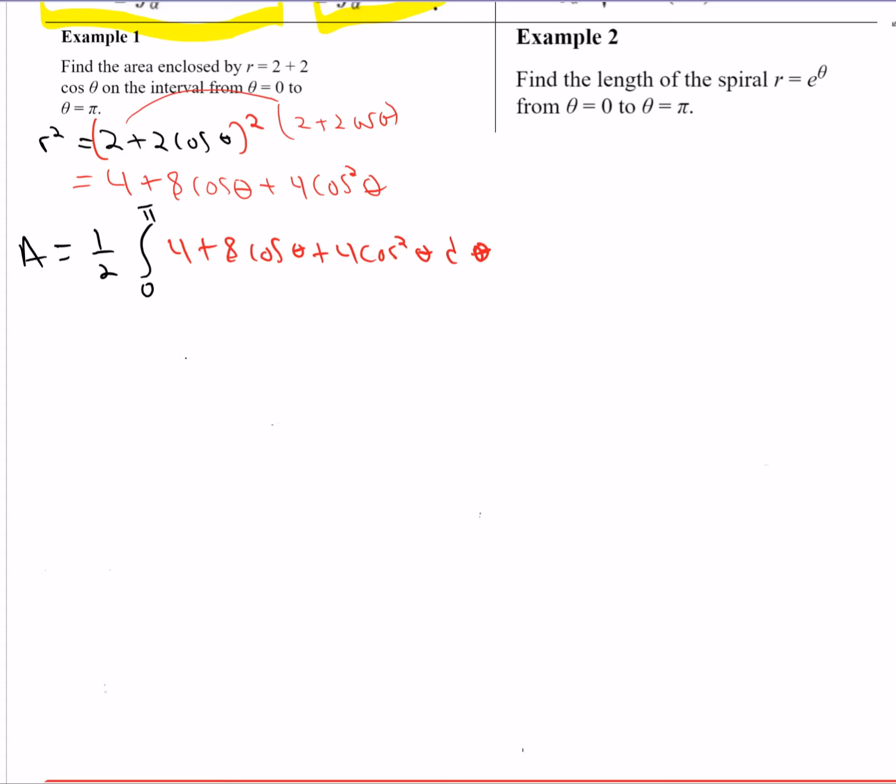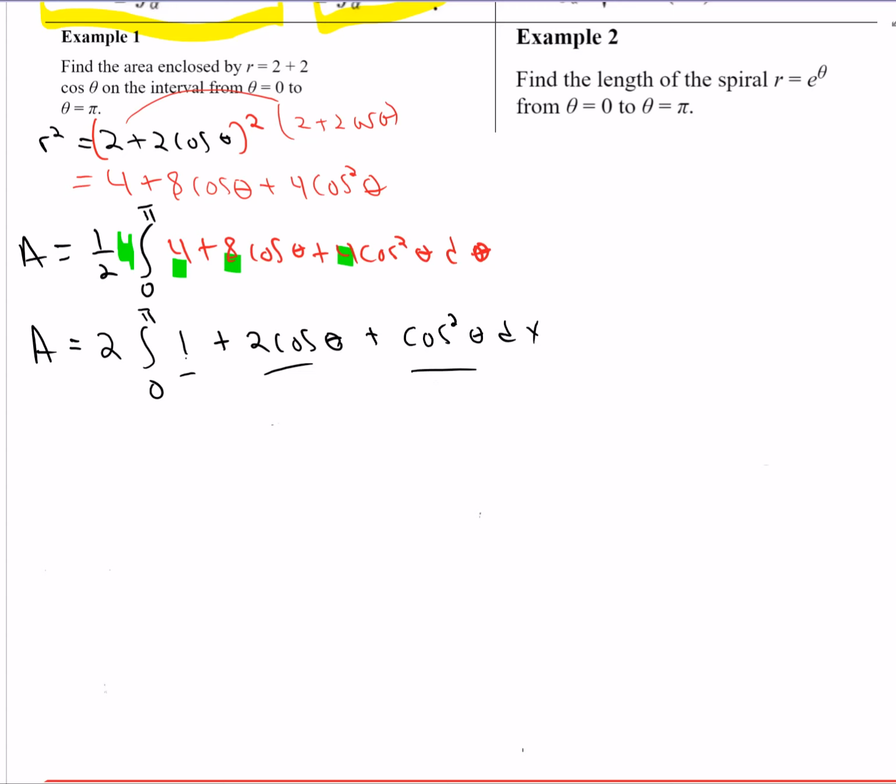Okay, so in order to integrate this, we need to use some trig identities and clean it up a bit. So the first thing we're going to do is factor out a 4, right? When we factor out a 4, it's going to be multiplied over here by this 1/2. So it's going to give us a factor of 2, right? 4 times 1/2 is going to give us 2. What's going to be left is 1 plus 2 cosine theta plus cosine squared theta d theta. Integrating these two is no problem. Integrating this is not just sine squared theta, right? Hopefully you don't think that it is.